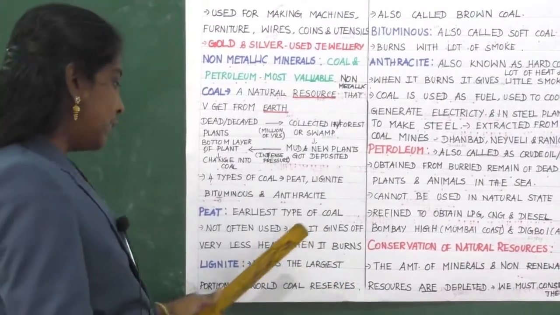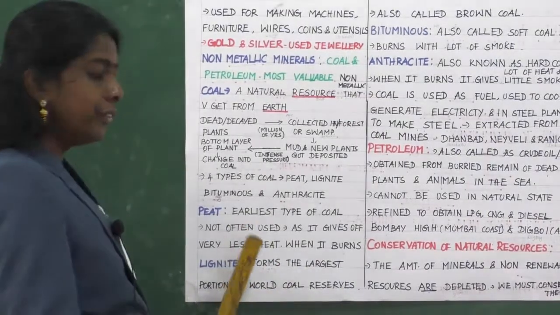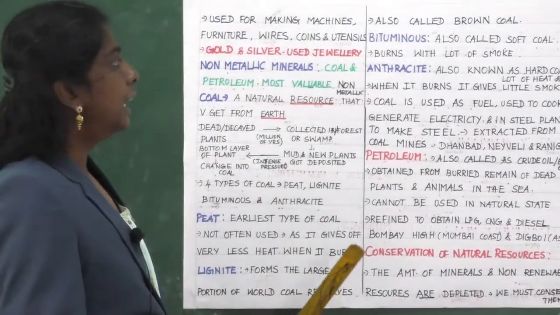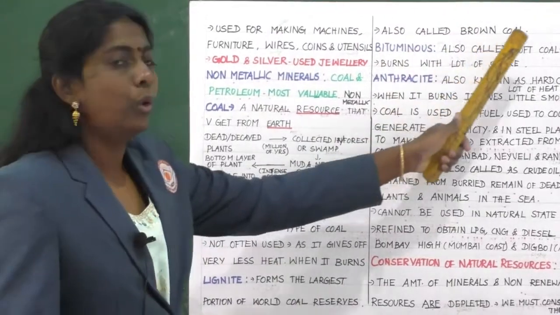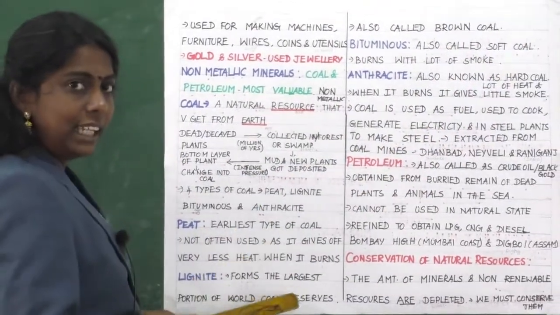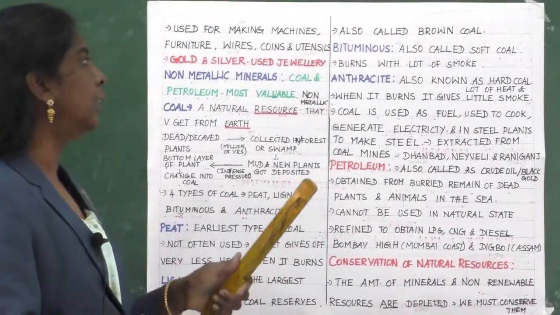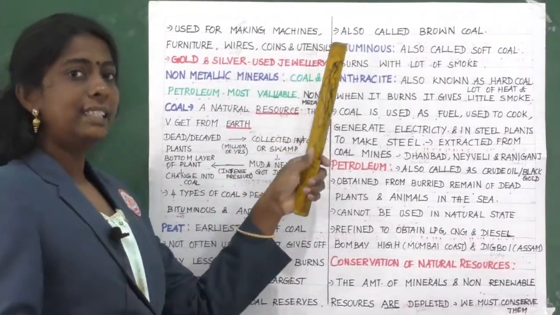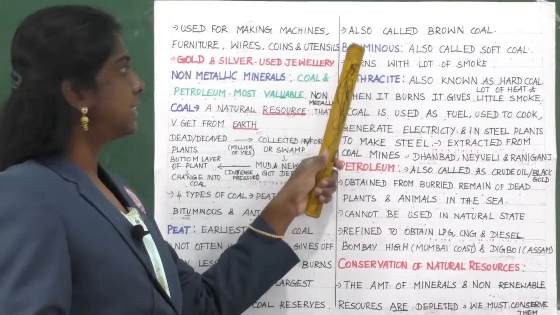Reserves. Okay, so it forms the largest portion of world coal reserves. It is also called brown coal. Which one is also called brown coal? Lignite. Lignite is also called brown coal. Clear? Yes.